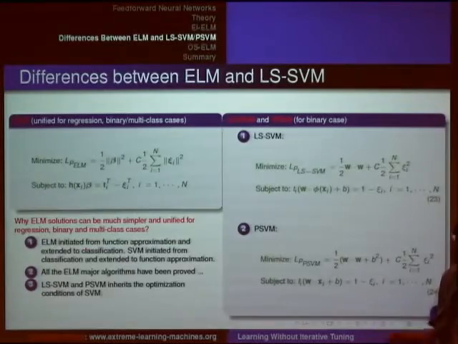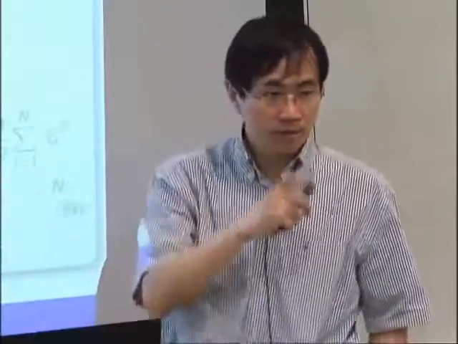Because ELM comes from universal approximation first, we say the hidden nodes have to satisfy the universal approximation condition. That means ideally H beta equals T, right? This is our target, H beta equals T. So we do not need to have a B there.